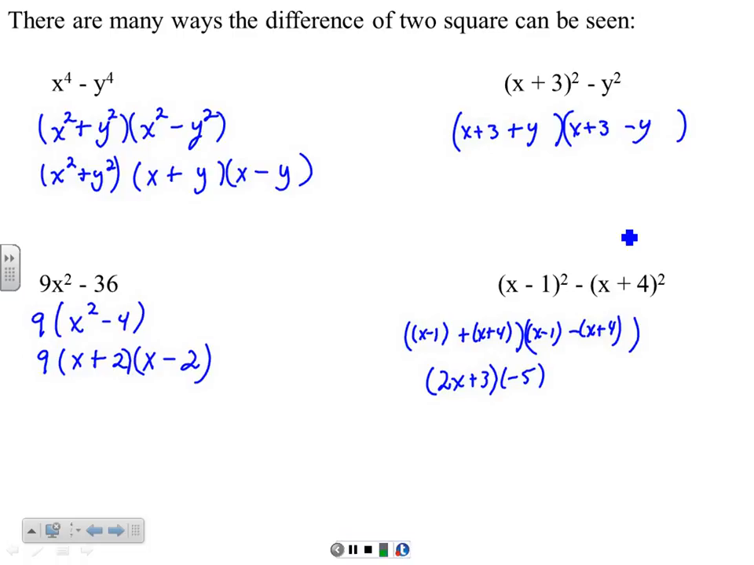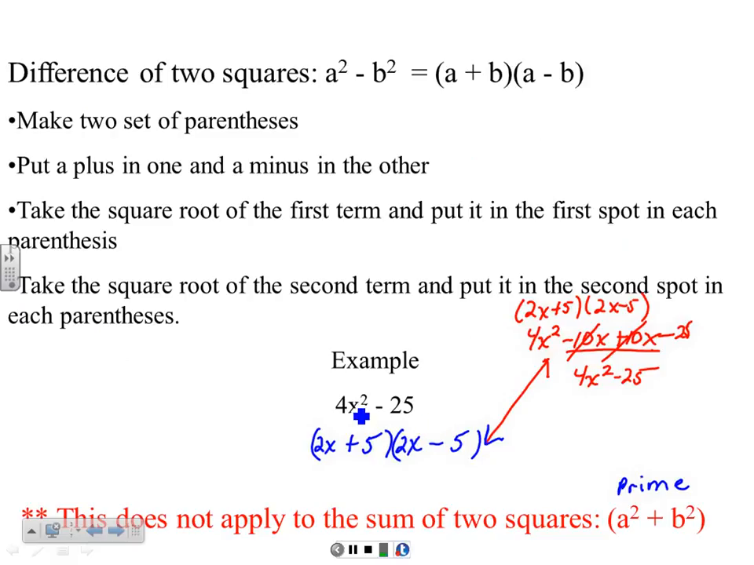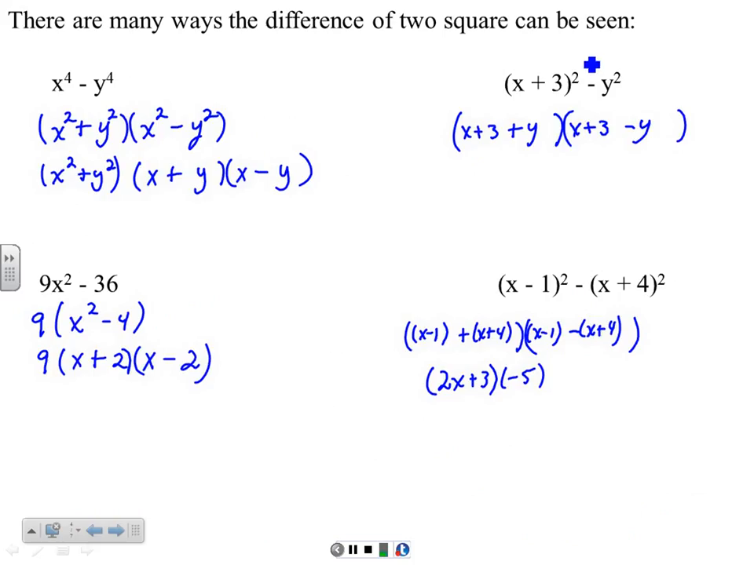So that's your difference of two squares pattern. And like I said, you can see it in a problem as easy as something like this, or you can see it written something like this. So just make sure you understand that you're looking at the difference of two perfect squares before you do this pattern.